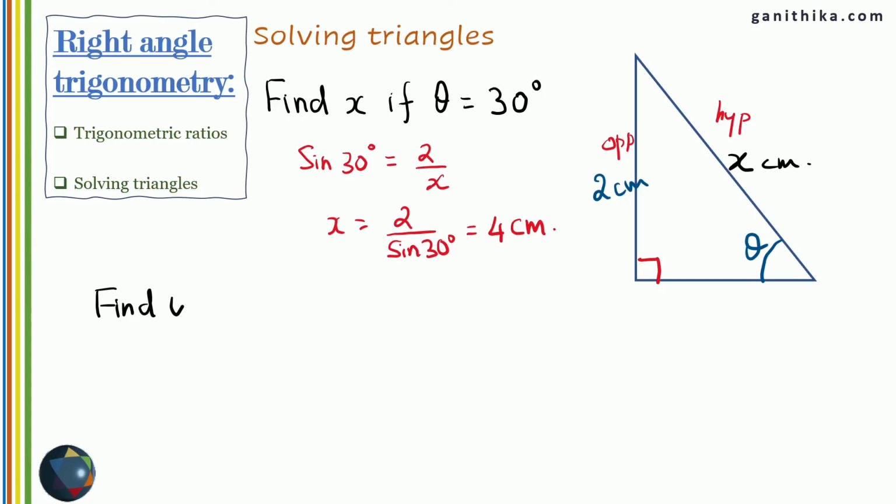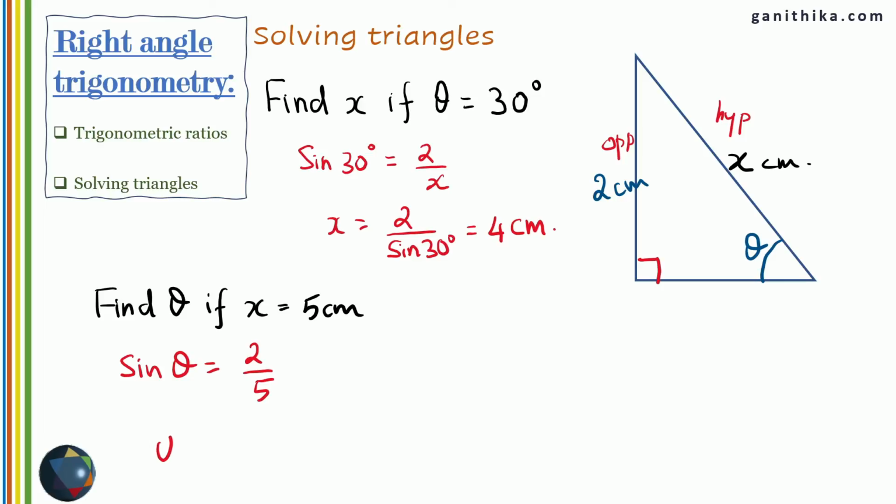Now the question could be in a different way. Find theta if x is 5 centimeters. In this case, x is given, hypotenuse is given. You are supposed to find the angle theta. So in this case, again, because opposite and hypotenuse are involved for theta, you will use sine. So therefore, sine theta is equal to 2 over 5, right?